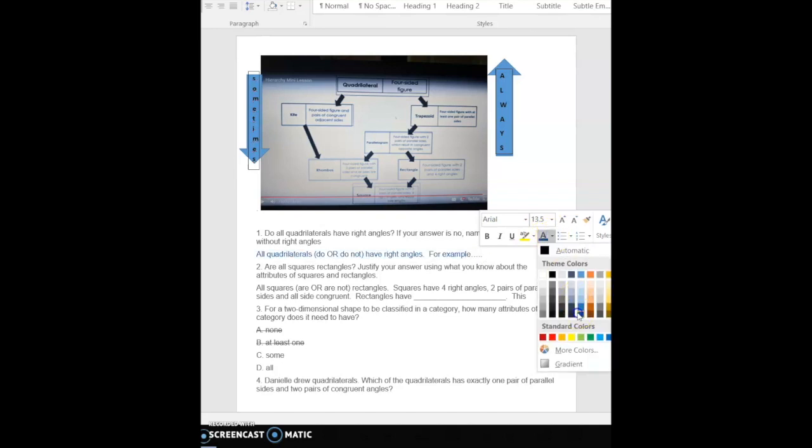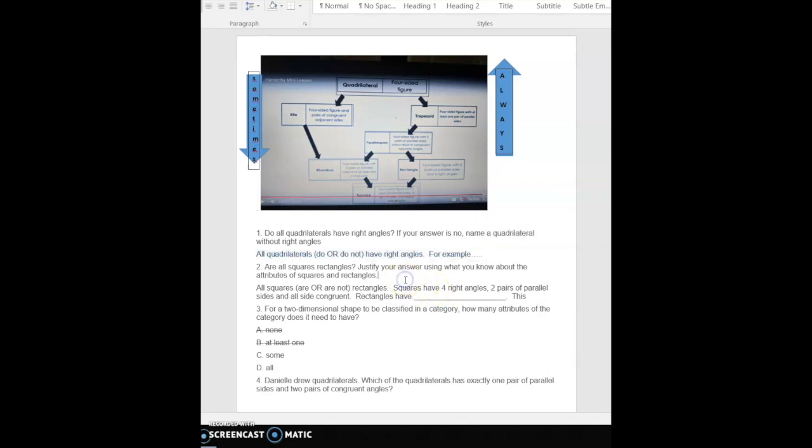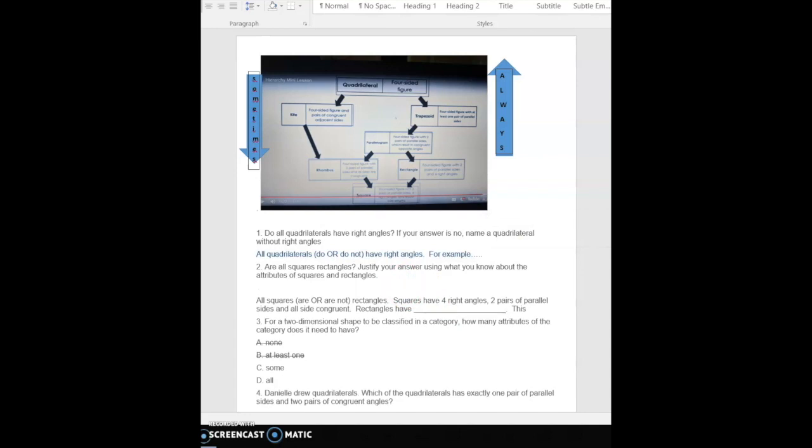For question 2, it says, are all squares rectangles? Justify your answer using what you know about the attributes of squares and rectangles. So you're going to start here with squares, and you're going to think about the attributes of a square, and then you're going to move up to rectangles, and you're going to decide if a square is also a rectangle. If the square has the attributes of a rectangle, then it is always considered a rectangle. That's how you're going to answer that question.